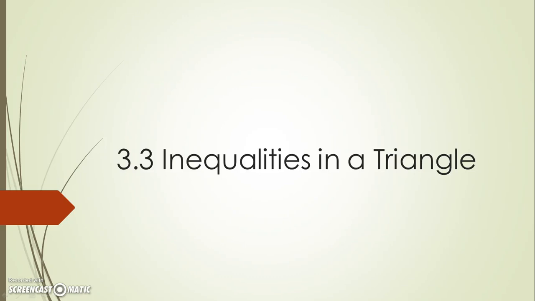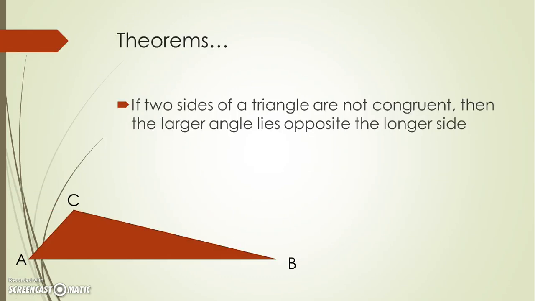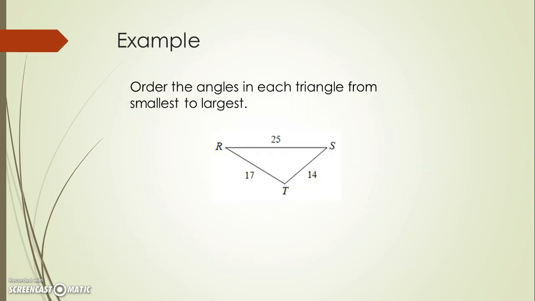Welcome back to 3.3 Inequalities in a Triangle. So we're going to start with the theorem. If two sides of a triangle are not congruent, then the larger angle lies opposite the longer side. So in other words, the bigger the side, the bigger the angle. So here, if AB is bigger than CB, then angle C is bigger than angle A.